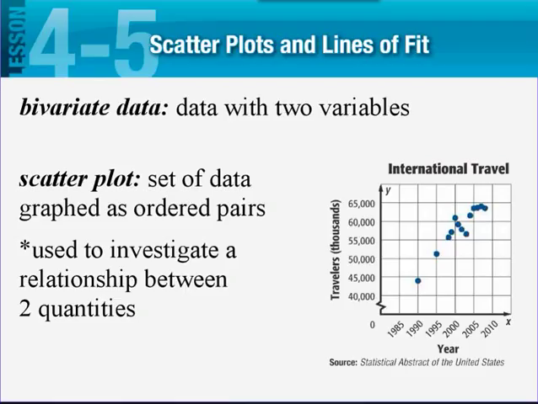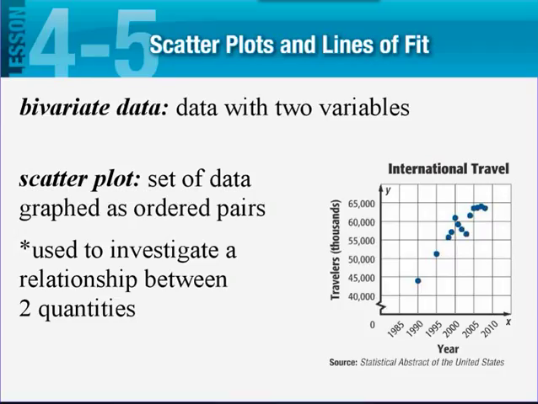So today we're going to talk about section 5, which is on scatter plots and lines of fit. First of all, we've got a definition there of bivariate data. The prefix bi means what? Two. And then variate is also a word for variable. So bivariate means two variables, and bivariate data is data with two variables.